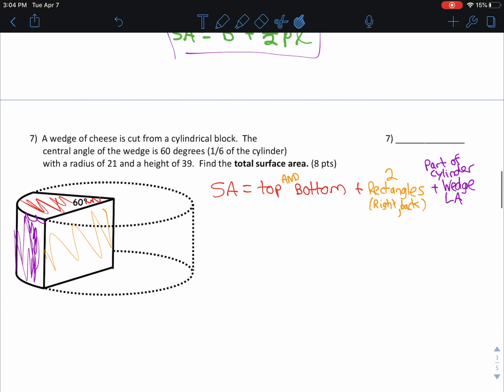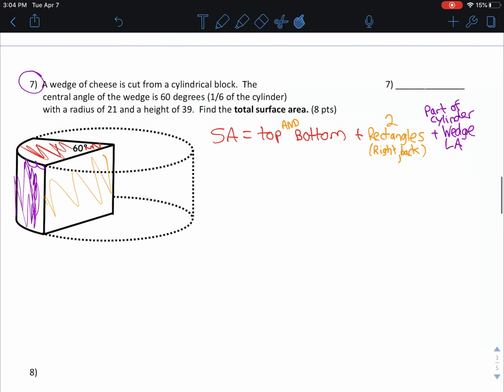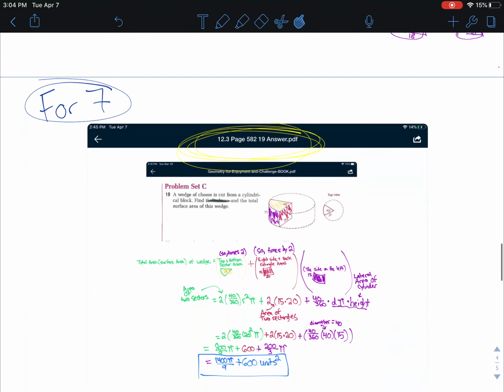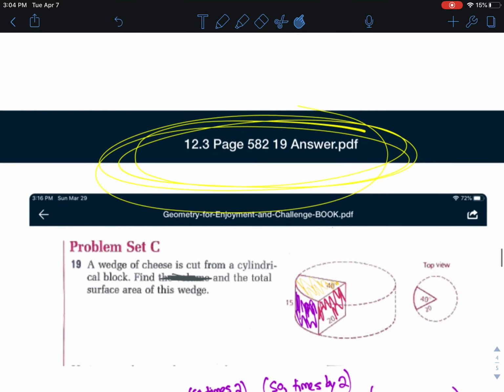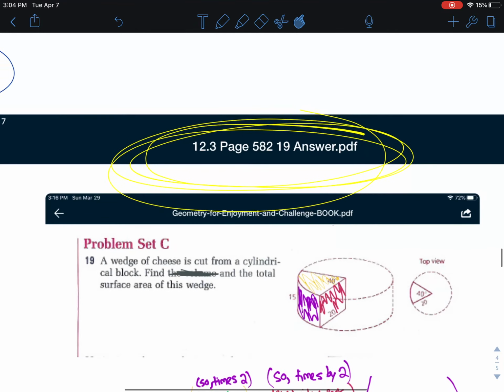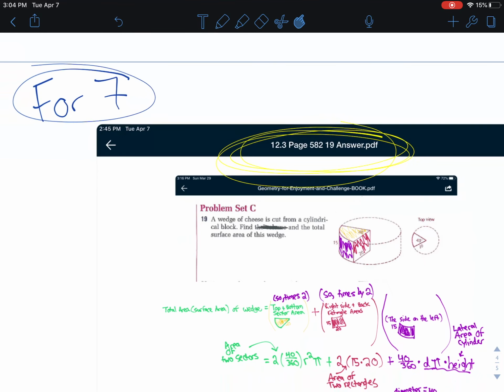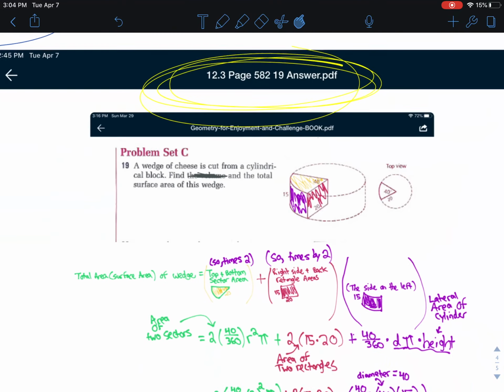Okay, number 7. Again, if you're getting to the more difficult problems, try to search my answer keys on the homework to see if you can find a problem that's very similar. And there actually was a problem very similar in the homework. I'm going to go down here, and I already took a screenshot of it for you. It was 12.3, page 582, number 19. It was actually its own PDF under 12.3. This is what you should have followed. It's the same exact question, just with different numbers.